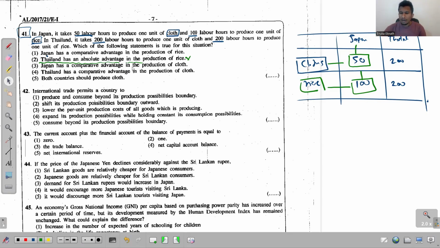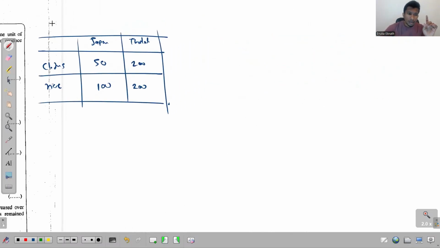Right. The next set of options talk about the comparative advantage. So you need to calculate opportunity cost to recognize the country with a comparative advantage for the given product. But be careful, right? This is the input approach. So how do we find this opportunity cost under the input approach?